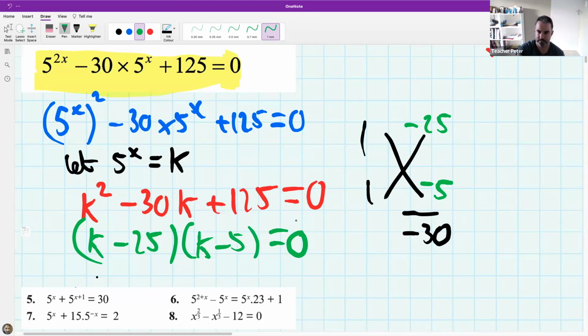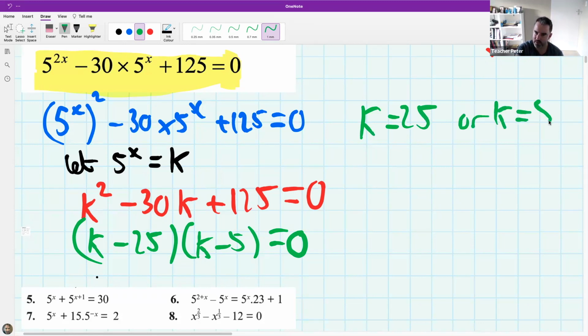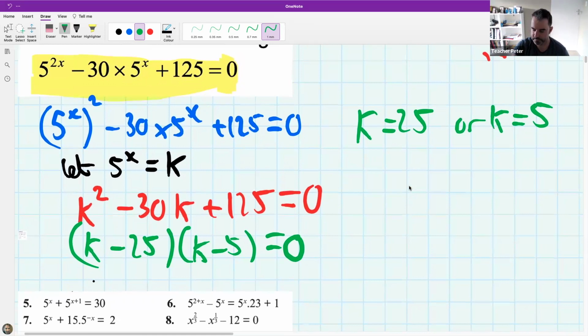And then if I know that, using the zero product property, different teachers call it different things, we get k is 25 or k is 5. Now, I'm not done. What do I need to do next to finish solving this rather juicy equation?